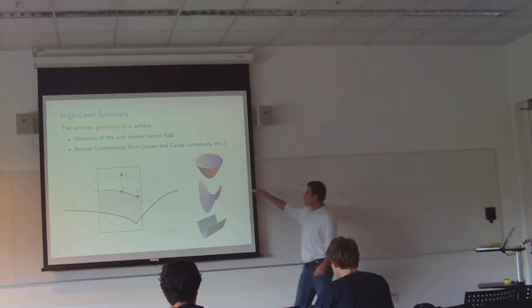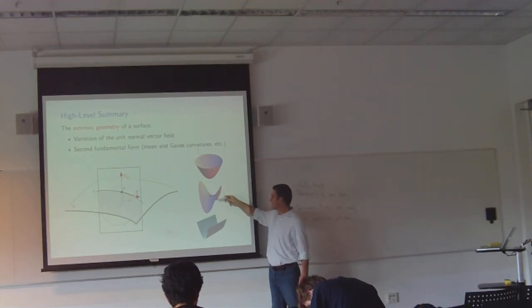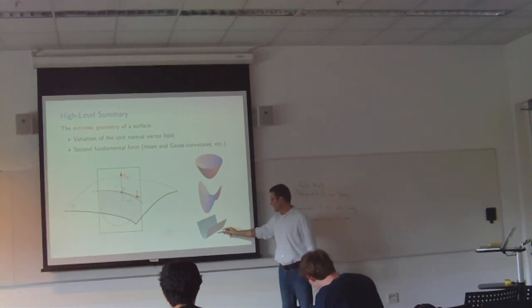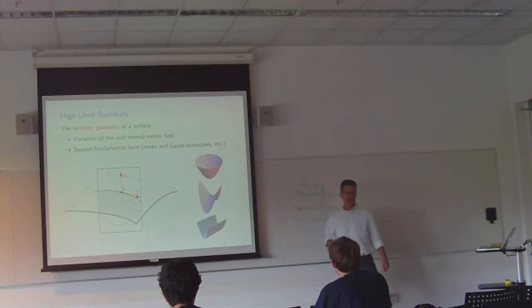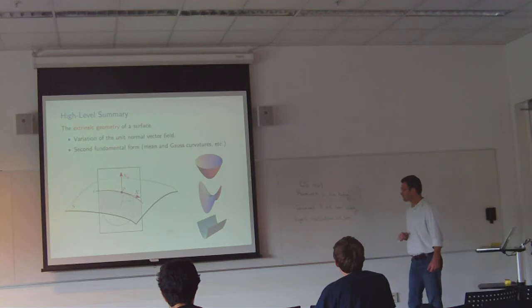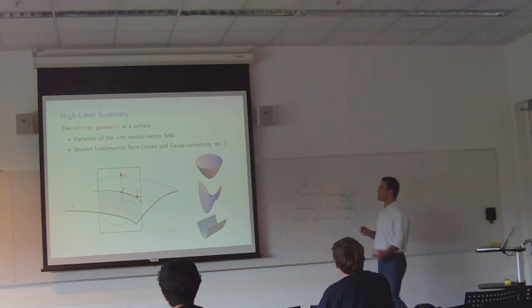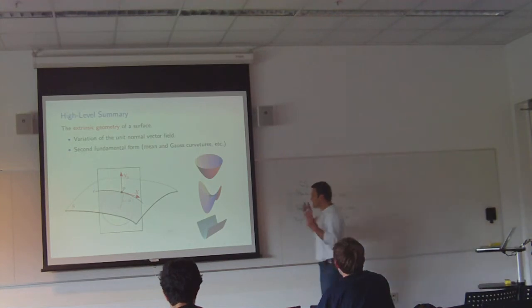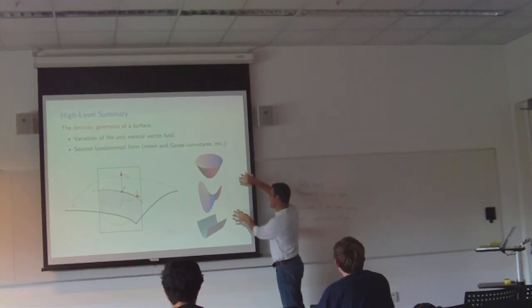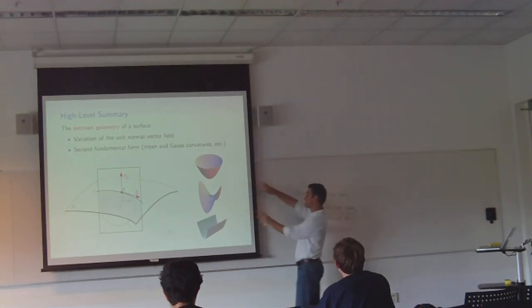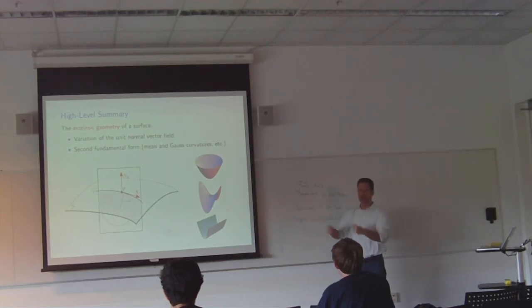So you distinguish between all positive curvatures, one positive, one negative curvature, and then more interesting things can happen when you have a zero curvature direction. Okay, so this is what the extrinsic geometry does and how it's encoded. And the big picture is it tells you the way the surface looks like from a distance, from outside.